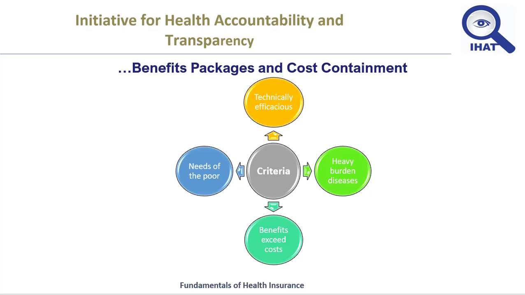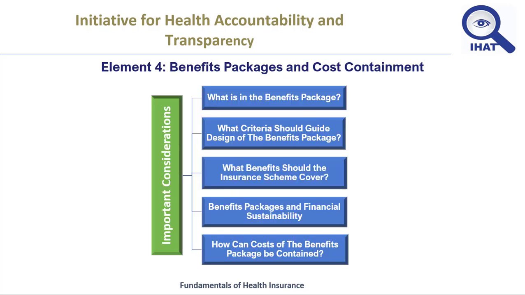They should be technically efficacious and can be delivered successfully. Secondly, the targeted diseases should impose a heavy burden on society. Thirdly, the social benefits should exceed the cost of the interventions. And lastly, the needs of the poor should be stressed when choosing the benefit packages. We'll be looking at what benefits the insurance scheme should cover.